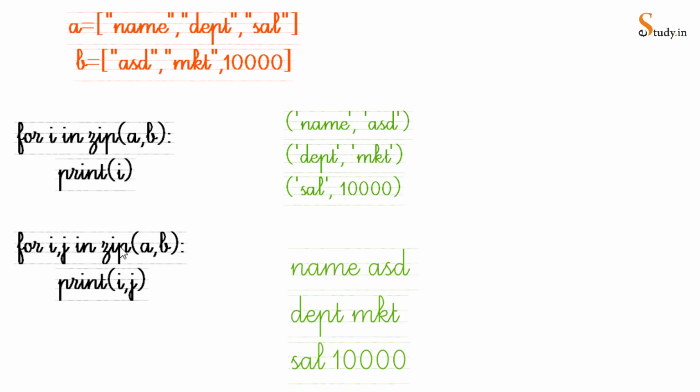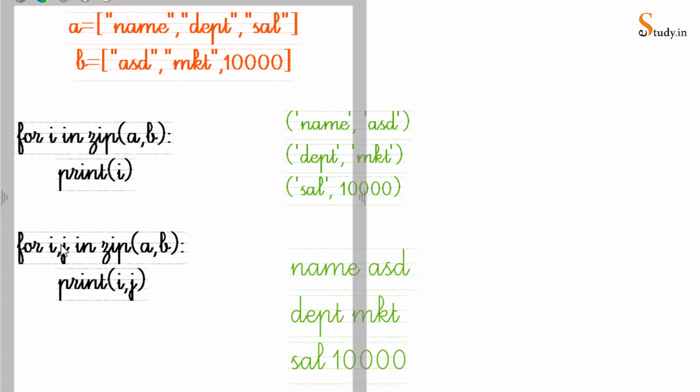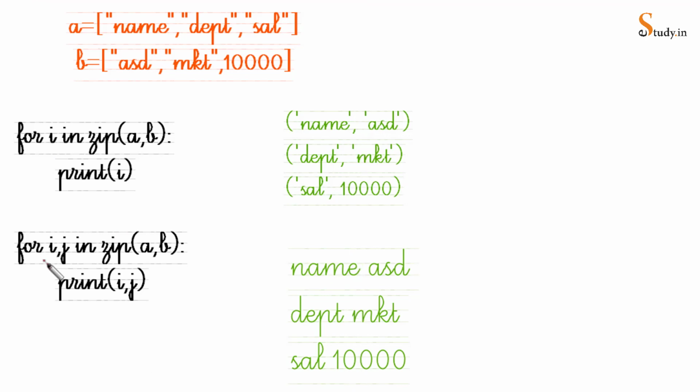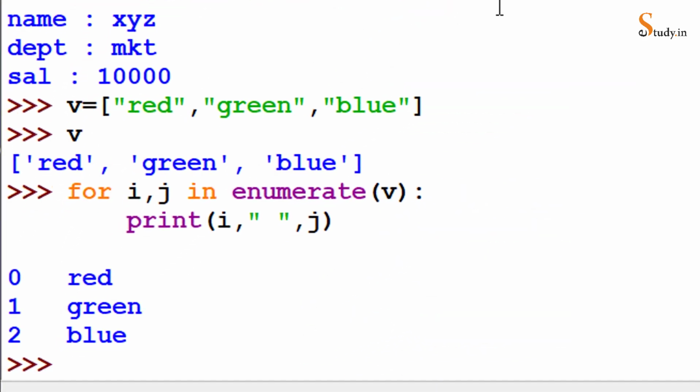But if you want the values in two separate variables, like unpacking, we can use it like this. Here we used one variable, i. Instead of just using i, we say: for i, j in zip(a, b). The first value from a, which is name, will go in i, and the first value from b, which is ASD, will go in j. And then we print both the variables. Okay, so let's try it out.